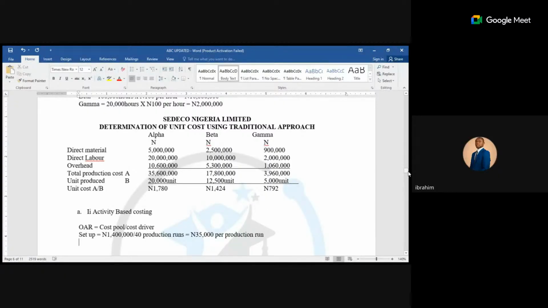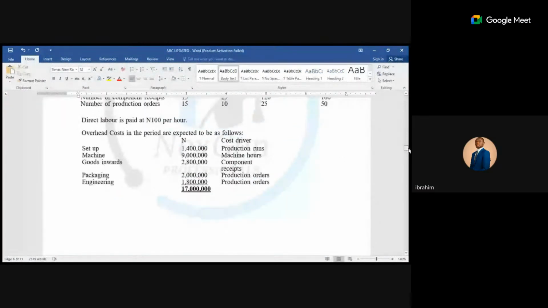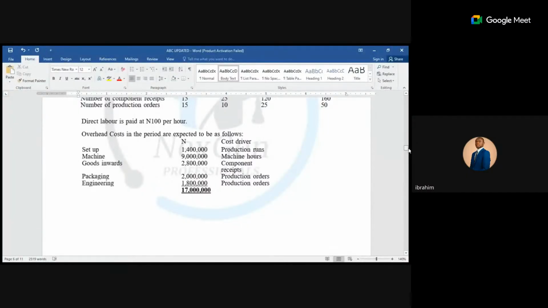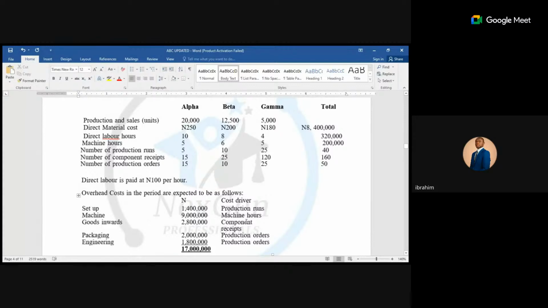Machine. Let's quickly leave the machine and move to the next one. Let's leave that one. Let's just move. Goods inward, right? And don't forget that goods inward, we'll come back to machine actually. Goods inward is based on what? What is the cost driver? Can you see? Based on the component receipt. So what is your component receipt here? Can you see it? You are picking the total. Class, you are picking the total since the total is given to you.